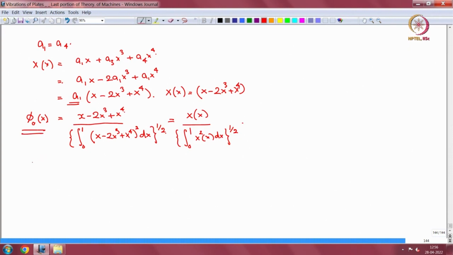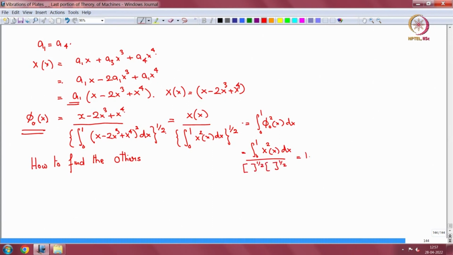Okay. So how to find the others? So you can see that, first of all, integral 0 to 1 phi 0 square of x dx is equal to integral 0 to 1 X square of x dx divided by the same thing, which is equal to 1. Okay. So now how to find the others?